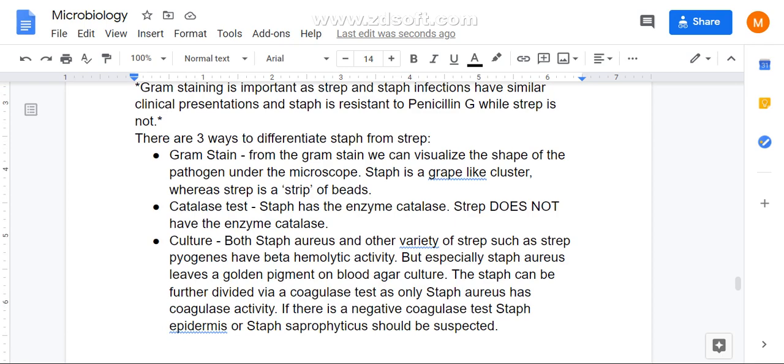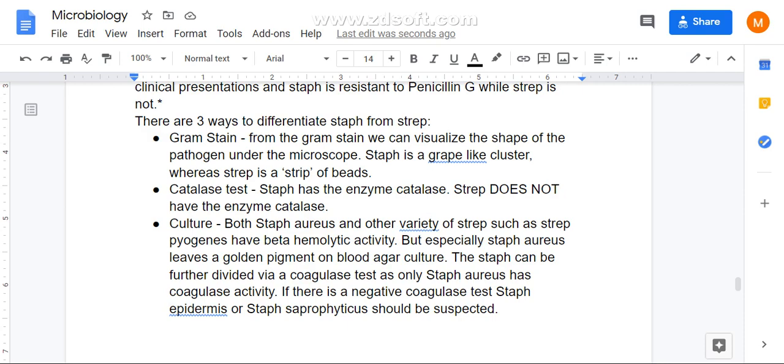And also to note, both Staph aureus and strep pyogenes especially have beta hemolytic activity. If you remember, beta hemolytic means they can lyse red blood cells completely, whereas alpha hemolytic means it can lyse red blood cells partially. But there's one exception with Staph. When Staph is on blood agar culture, instead of leaving nothing, no pigment, it leaves golden pigment. And this is how you differentiate it from strep on blood agar culture. If it was alpha hemolytic, you'd have a green looking pigment because you have a lot of biliverdin, right?